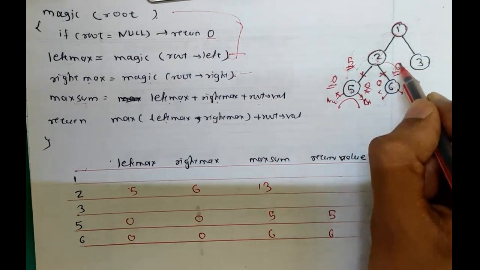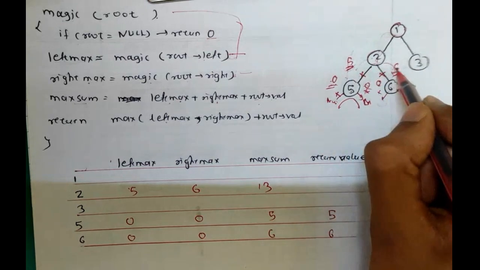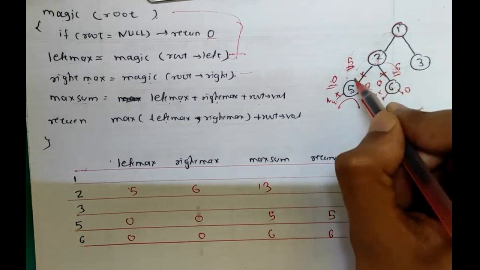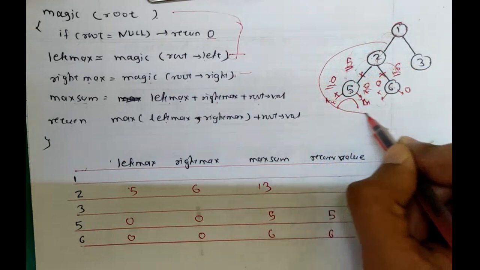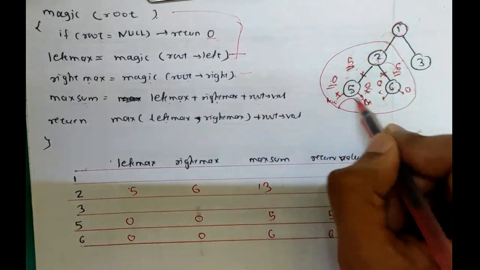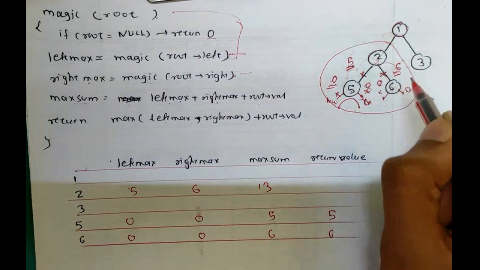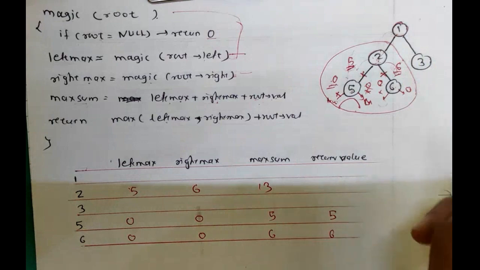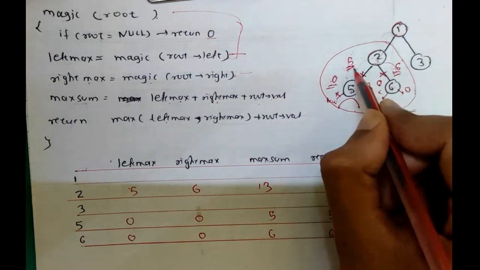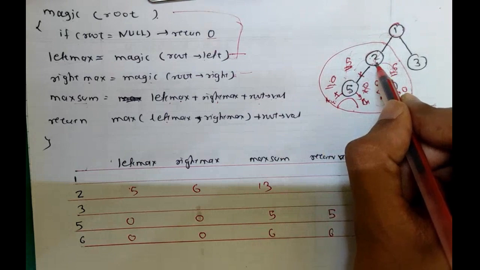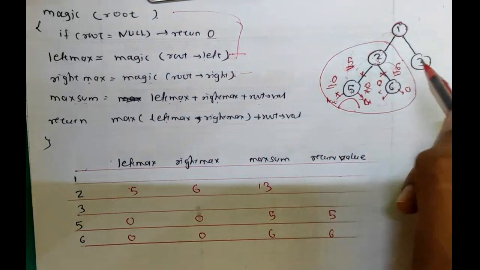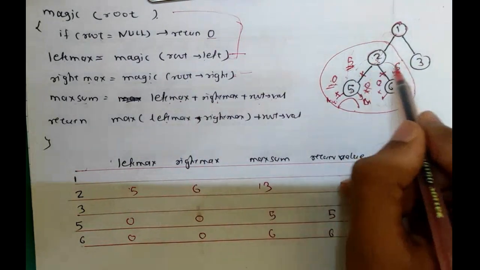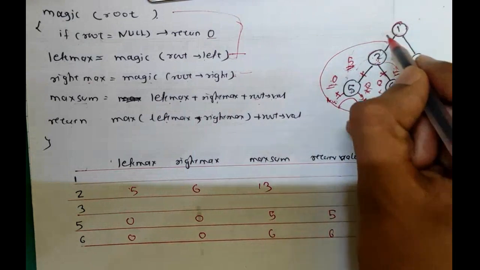So we have to find which is maximum. 6 is maximum, so this will be the maximum path rather than this. So for returning the maximum path means for 1 the left max will be this path. So for the maximum path means left max, we have to add the maximum of the 2 plus the root ka value. So for 2 the return value will be maximum of the 2 means 6 plus 2, which is 8.